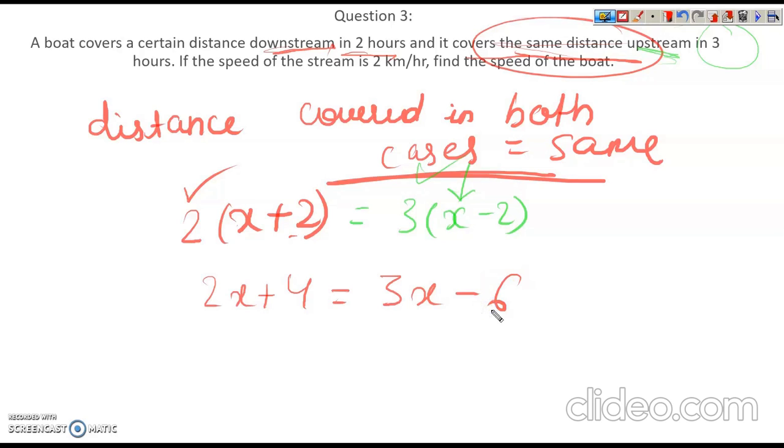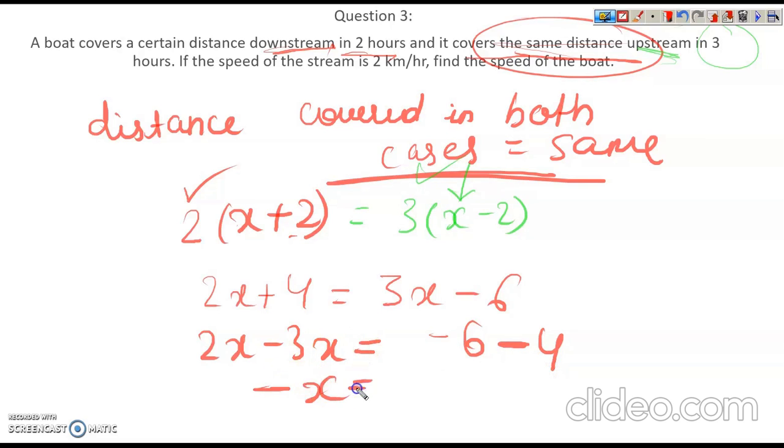All the constants on the left hand side and variables on the right hand side. So that means 2x minus 3x is equal to minus x, minus 4. So we can say that minus x is minus 10. Now minus and minus we can cancel. So x is 10. That means what was x? The speed of the boat. The speed of the boat we took as x. So what's asked in the question? Speed of boat.